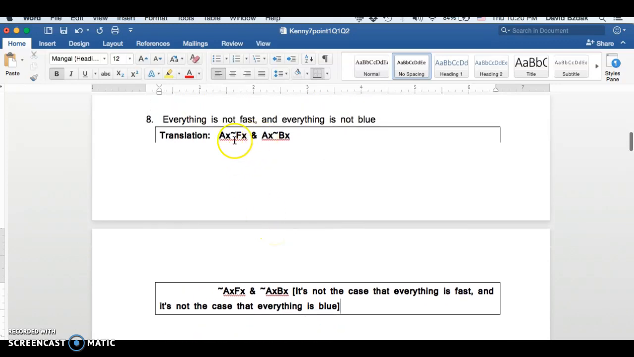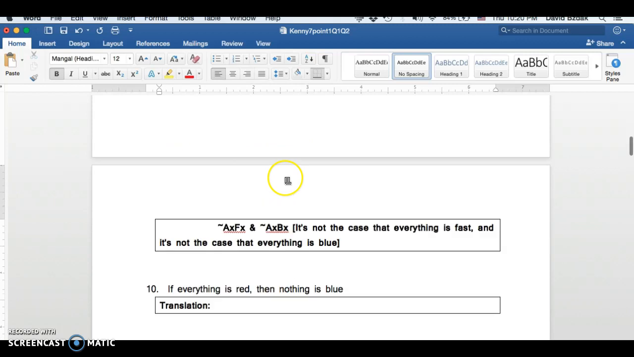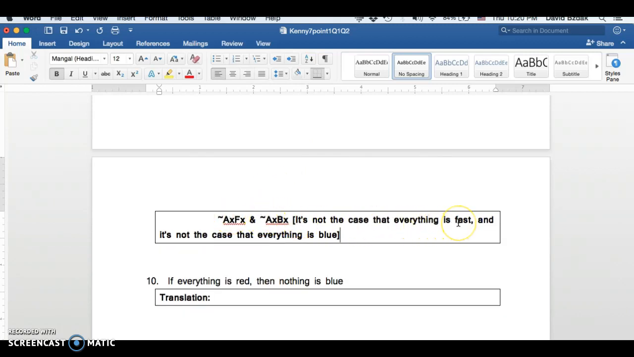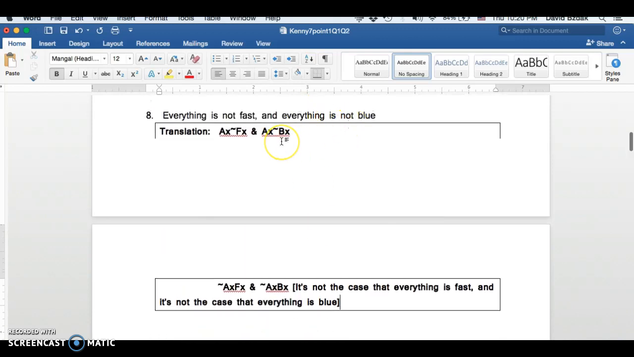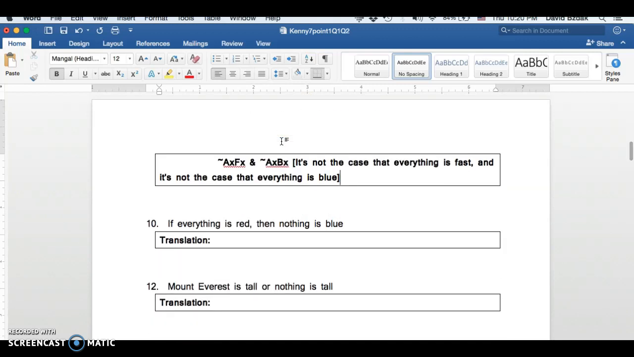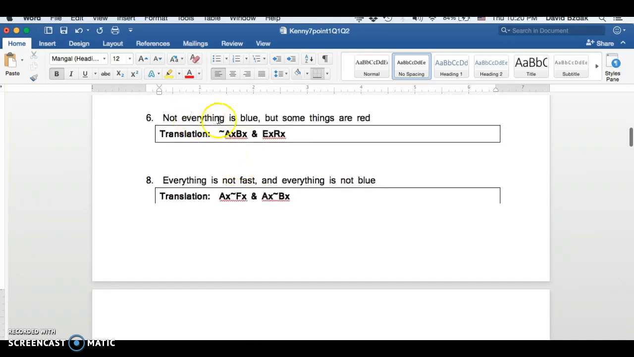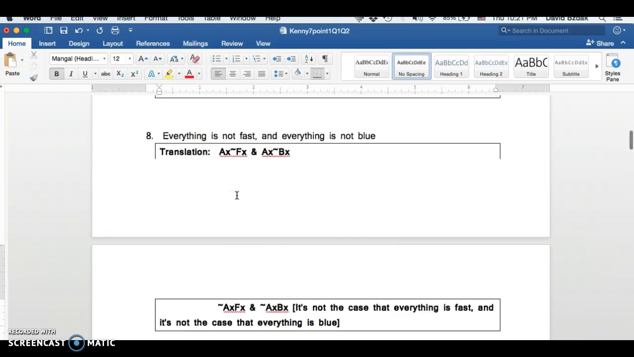Now, one way to think about this is this sentence is false, right? It says everything is not fast, and that's false. There are things that are fast, right? The light travels at the speed of light. It's very fast. So this sentence here is false, but this sentence down here is true. It's not the case that everything is fast. That's true. Some things are fast, but it's not the case that everything is fast. And again, same with the second part. It's not the case that everything is blue. That's true. But everything is not blue is false, because there are some things that are blue. Okay, so this is an important difference. Not everything, or not all, and everything not, or all not. Those are two different sentences. The negation goes on the left with the not everything or not all, and it goes inside for the all not.